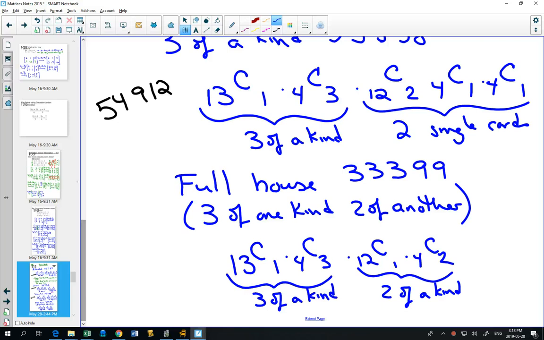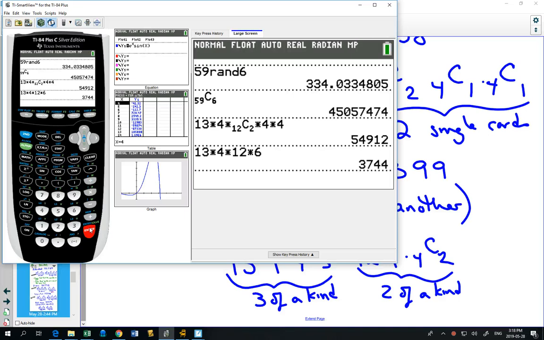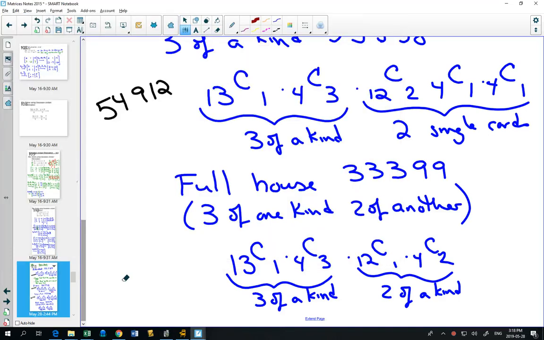If we type this into our calculator, again, 13 choose 1 is just 13. 4 choose 3 is 4. 12 choose 1 is just 12. 4 choose 2, you might type that in. Maybe you know that's 6. There are not very many hands. 3,744 hands that have a full house. In other words, a full house is so much better than just a single pair.